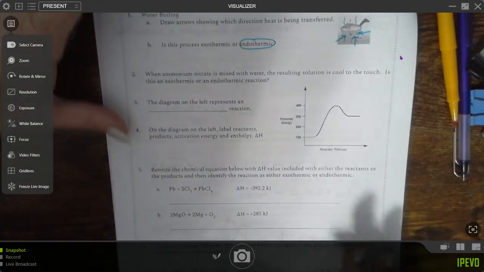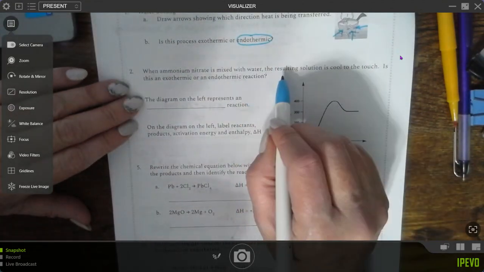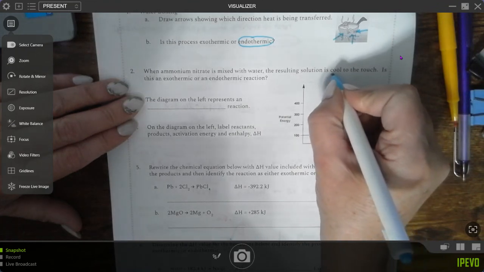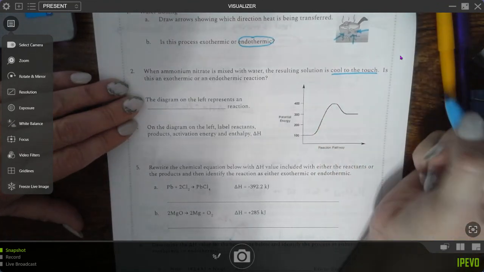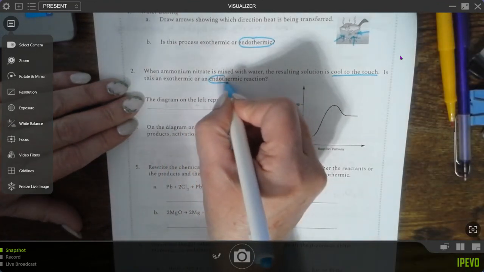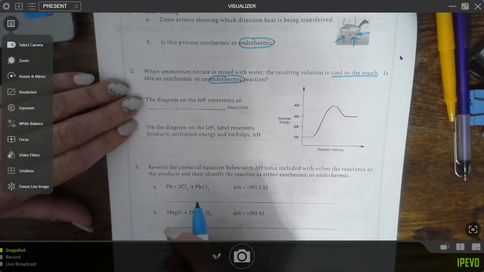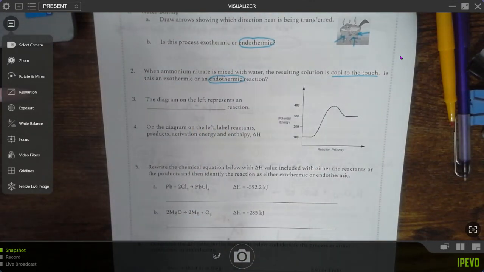All right, let's see. When ammonium nitrate is mixed with water, the resulting solution is cool to the touch. That means this is an endothermic process. Remember, in an exothermic process, you feel the heat coming out of the reaction, while in an endothermic reaction, it feels cool to your touch. So energy from the room is being absorbed into our system.